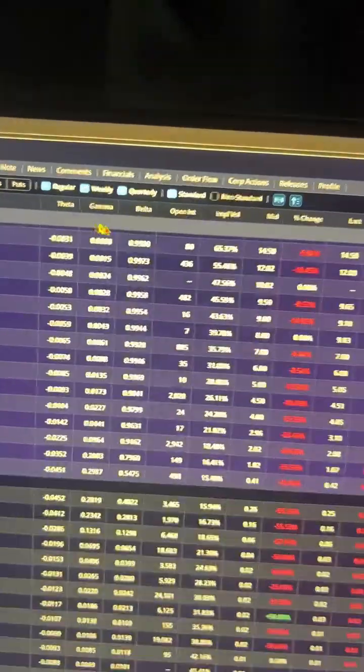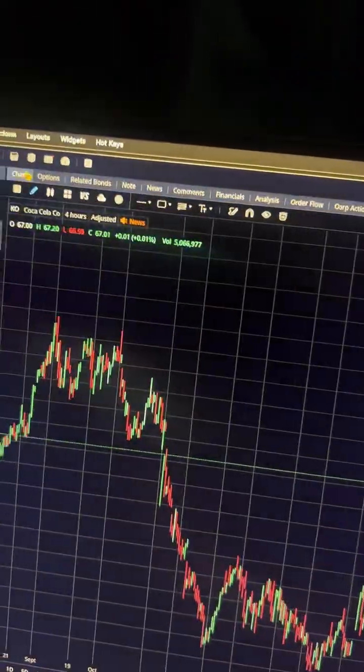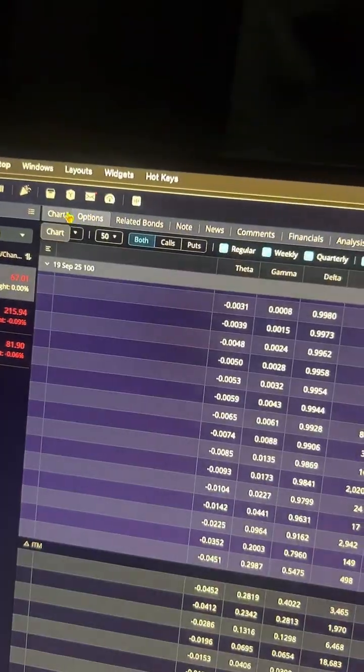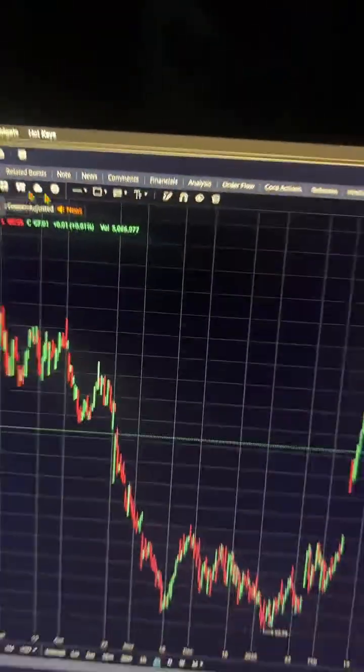Now, I know that if I go here to Coca-Cola, I can click on Coca-Cola and I can go to the chart up here. Make sure you click on chart. If it looks like this, you just go over here and click on chart. It'll take you right here.